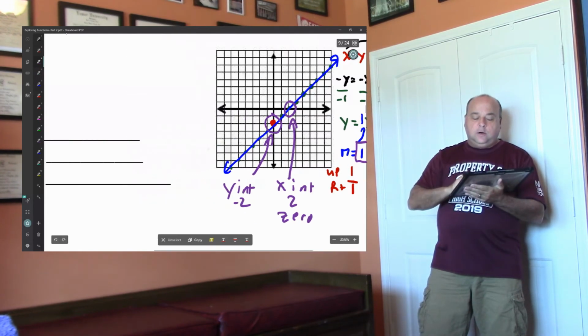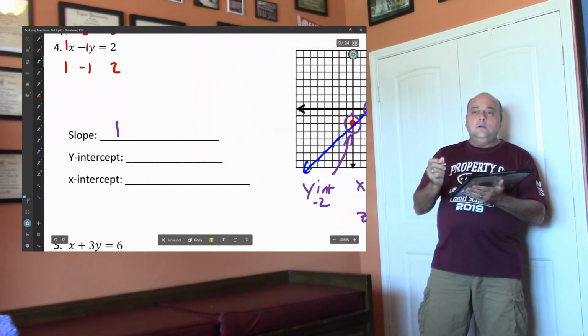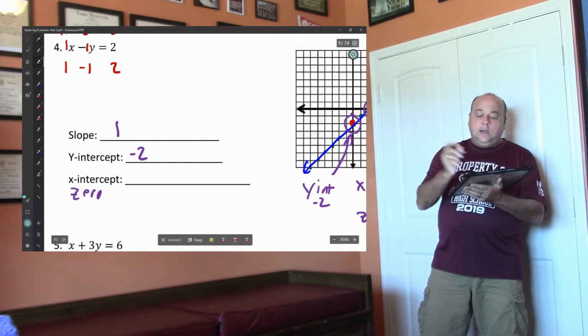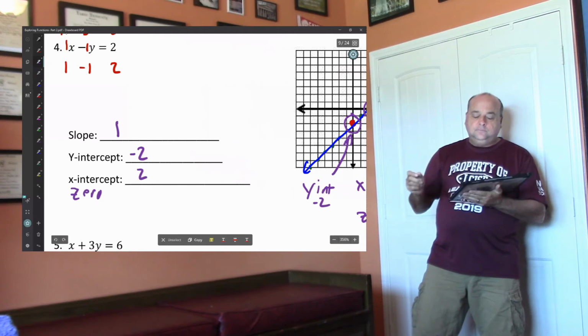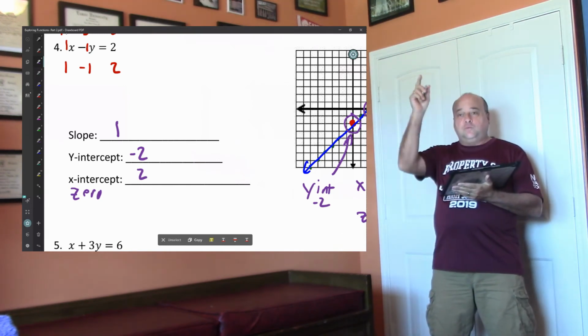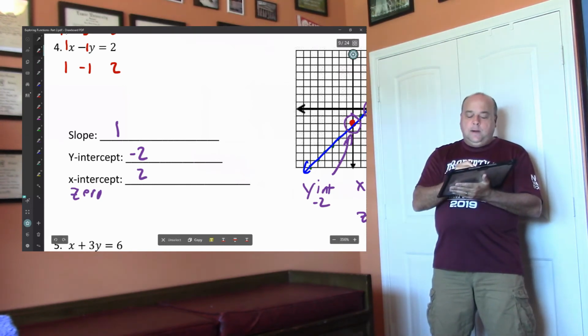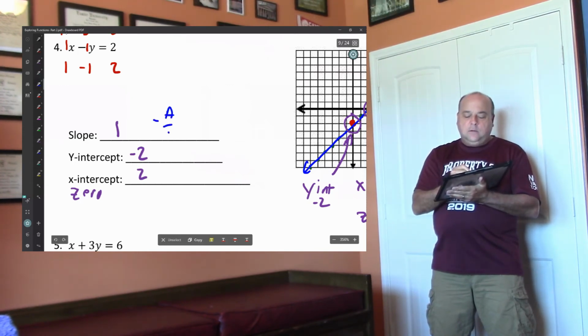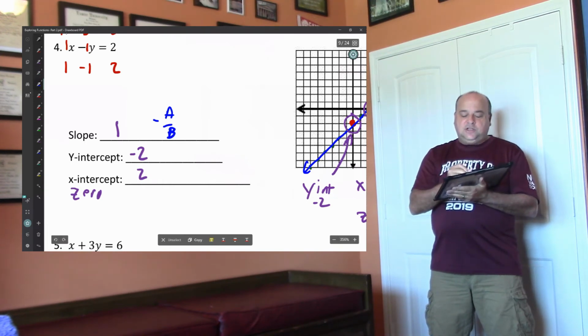So let's go over here. The slope was 1. The y-intercept was -2. And the x-intercept, which is the zero, is 2. Now then, let's write down our fractions. Remember, the slope was, and let me do this in blue, the slope was -a over b. The y-intercept is c over b, and the x-intercept is c over a.